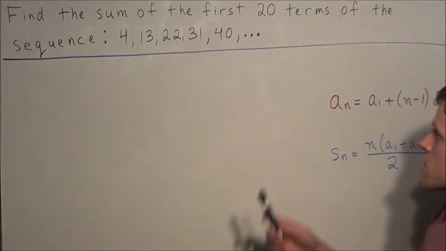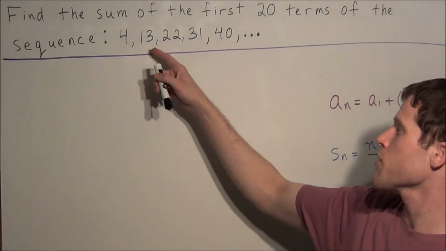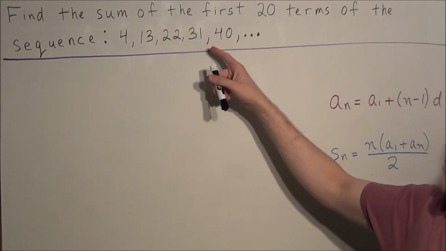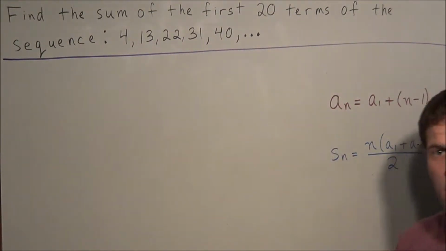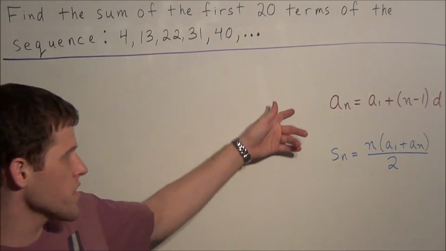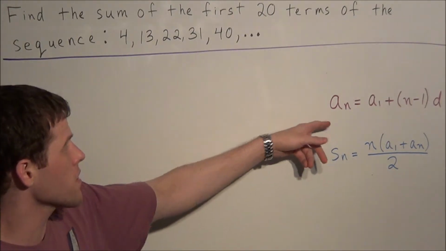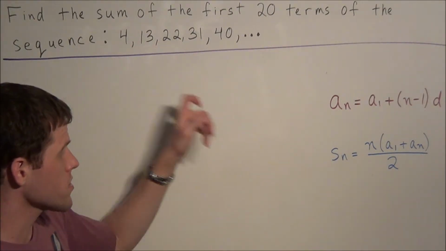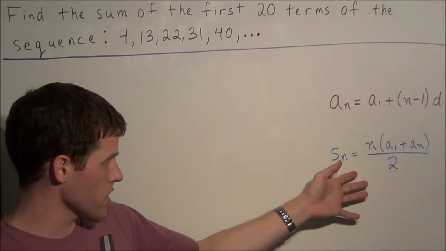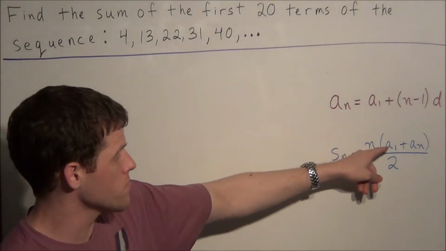We have: find the sum of the first 20 terms of the sequence 4, 13, 22, 31, 40, and the sequence goes on following that pattern. For this problem we want to make use of two equations. The top equation will help us find the nth term of the sequence. And Sn stands for the sum of the first term to the nth term.